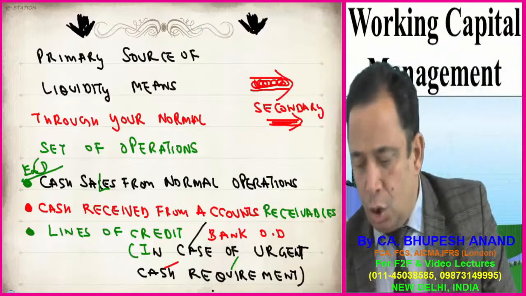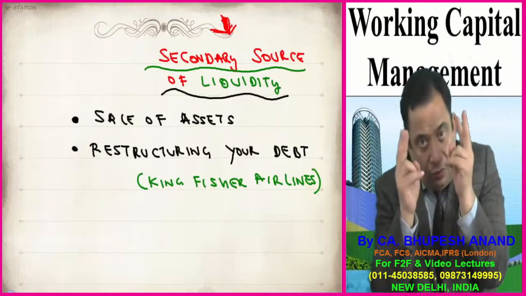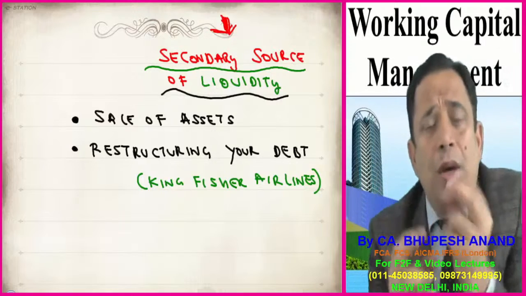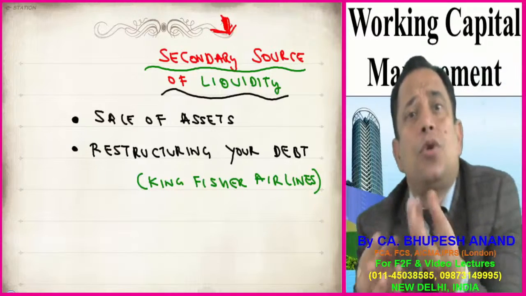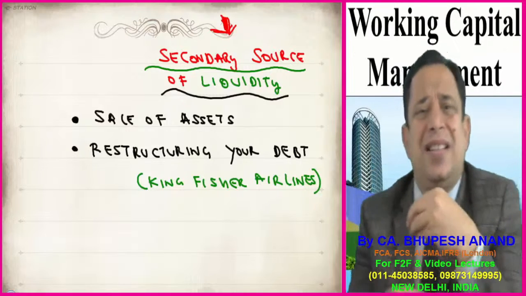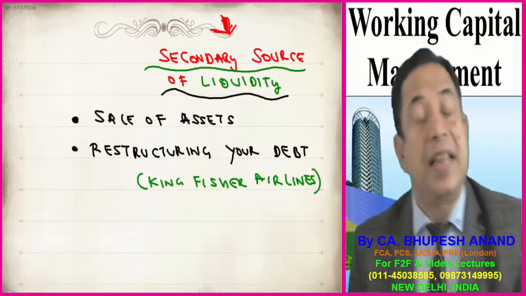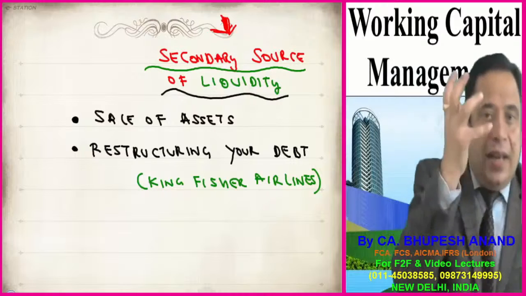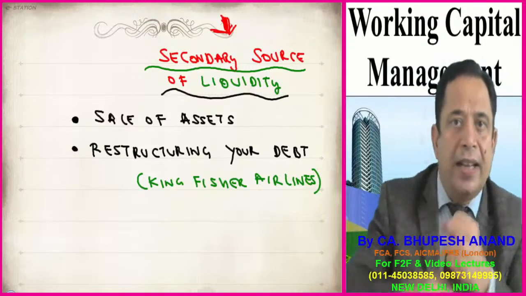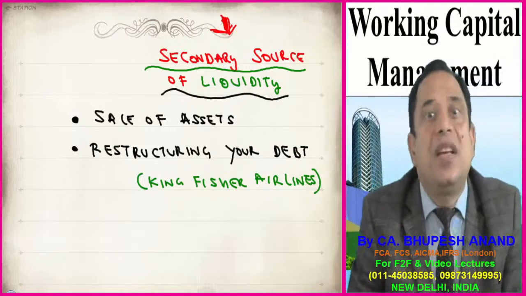And what about secondary sources? I have written two examples. Sale of assets: for liquidity, you are selling your asset. That is not considered a good source. So an entity should mainly get its liquidity from the primary source, and in occasional cases they can go for secondary. So, sale of assets and restructuring your debt. For example, Kingfisher Airlines did restructuring of debt, either waiving off interest, getting a longer time interval for interest, or converting interest or debt into equity.